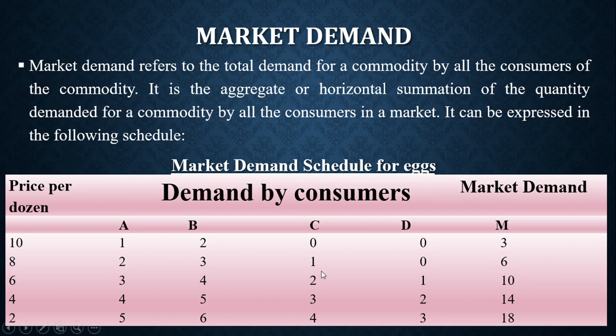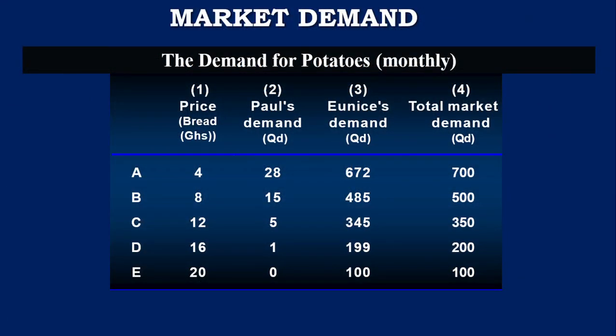This is a market demand schedule for eggs, and we have consumer A, consumer B, consumer C, consumer D. To get the market demand, we add the quantity demanded of consumer A to that of consumer B, to that of consumer C, to that of consumer D. As you see here, we have 1 plus 2 plus 0 plus 0, which is 3, at price 10. At price 8, we have 2 plus 3 plus 1, which is 6. That is how a market demand schedule is derived.